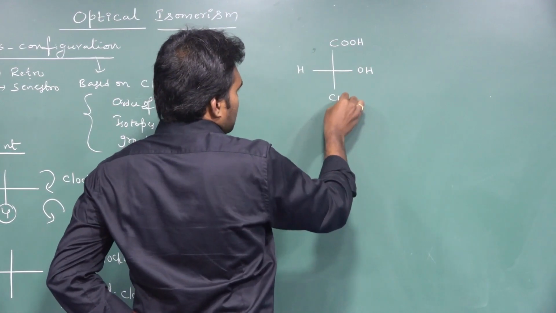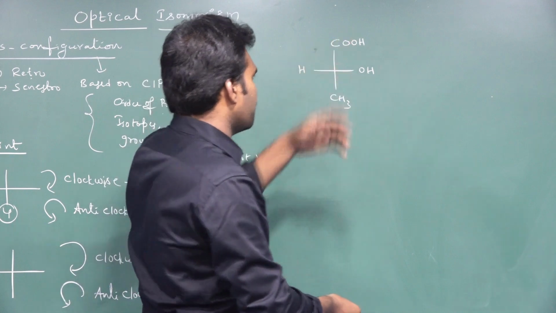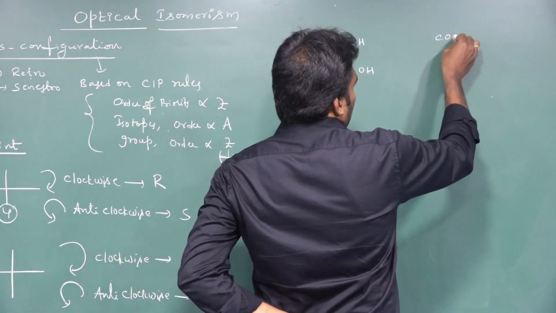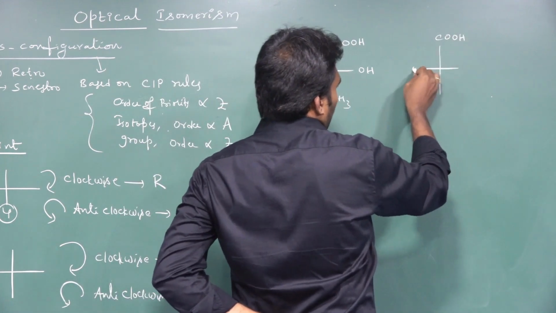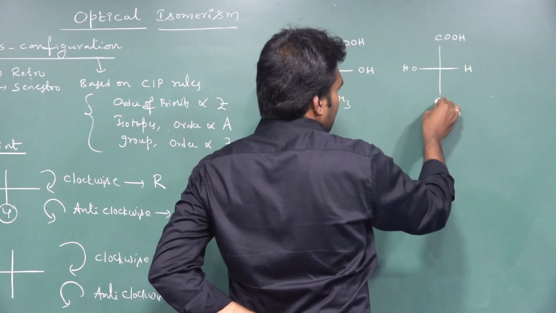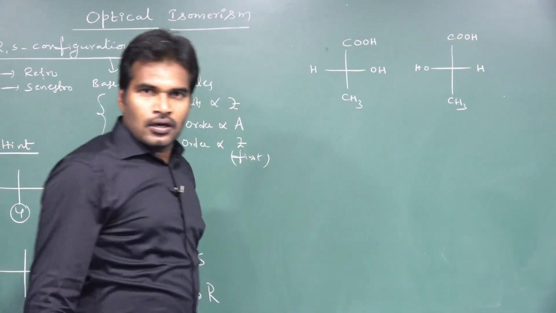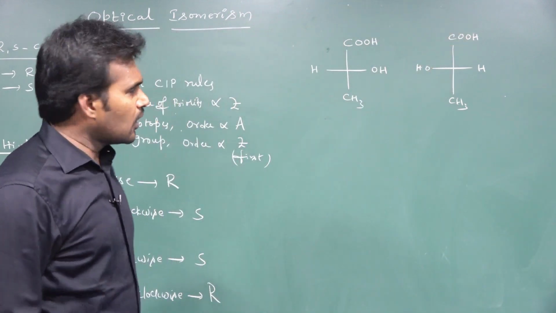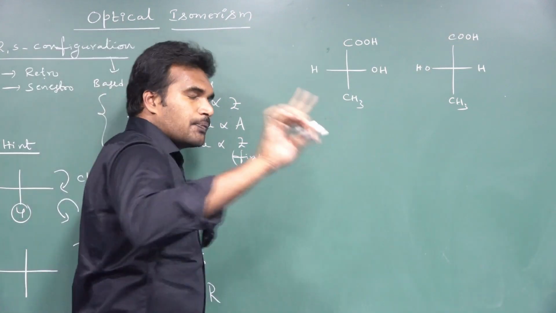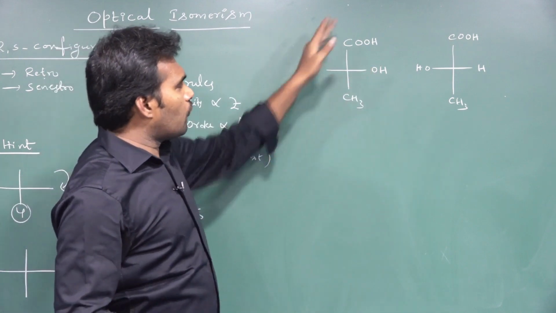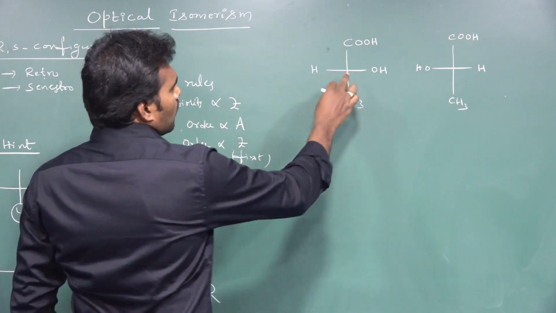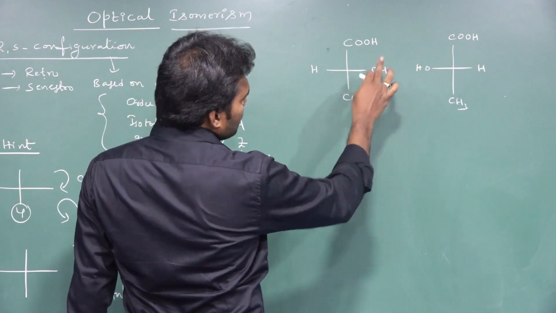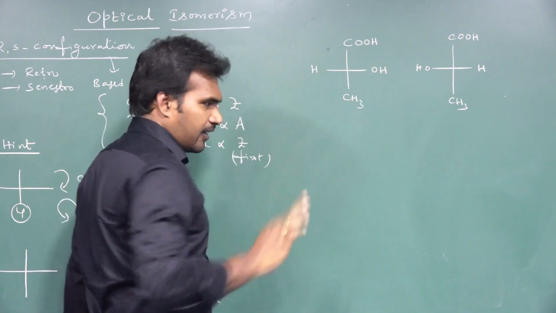HOH, CH3. This is one, and it's a mirror image. What is its mirror image? OH on the left side, hydrogen on the right side, and CH3. Now we need to differentiate which is R configuration and which is S configuration. First of all, follow the CIP rules and give priority to the four groups. See, here carbon attached, oxygen attached, carbon attached, hydrogen attached.